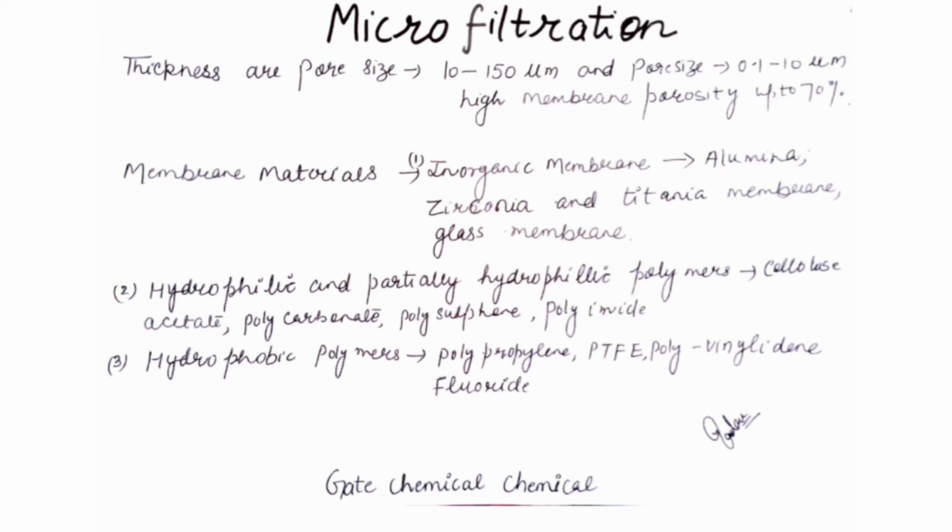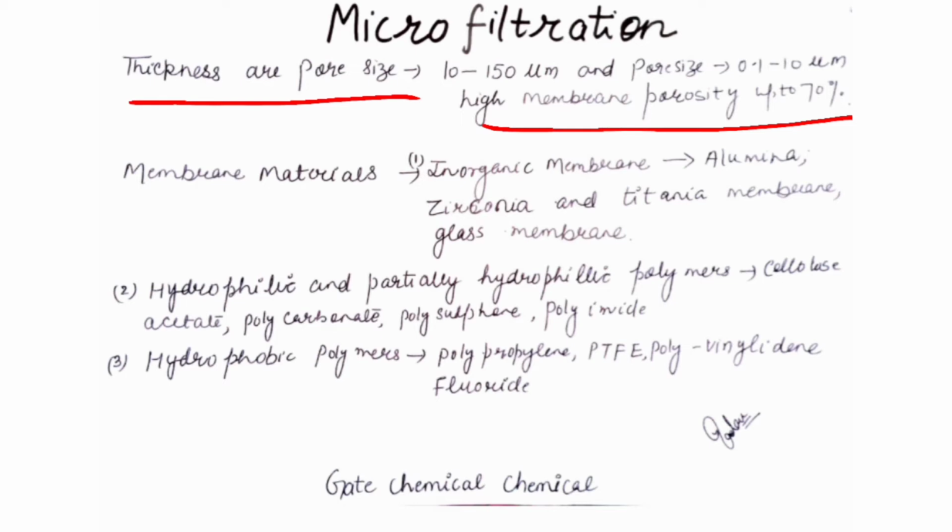The thickness and pore size are very important. 10 to 150 micrometer is the thickness of the microfiltration membrane, and the pore size range is 0.1 to 10 micrometer. High membrane porosity, up to 70%, is there. Okay, so the membrane porosity is up to 70%.